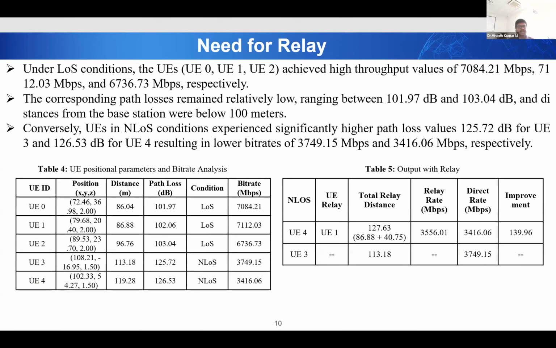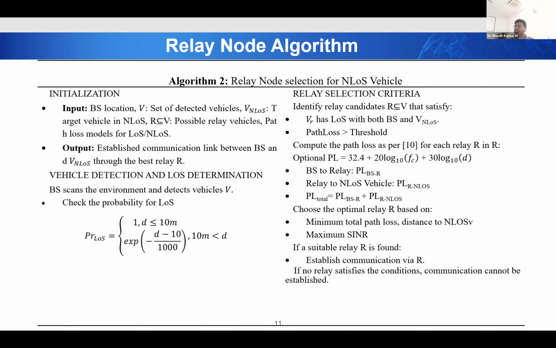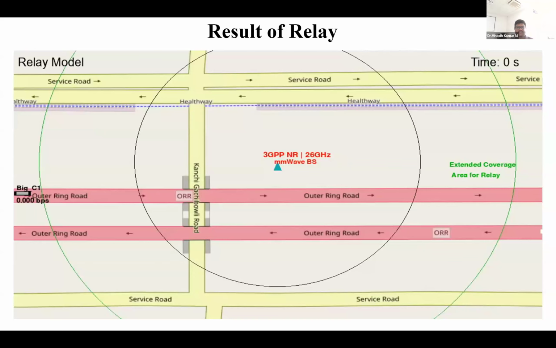So, the relay node algorithm, if you see the input with the base station locations and the non-line of sight and line of sight probabilities, we could find, based on those probabilities, the best relay node to connect. Based on this, we could improve the overall performance of the system. So next we have the simulation result.